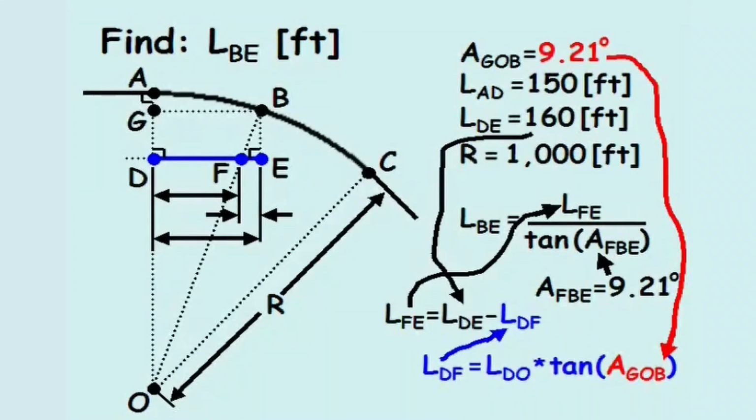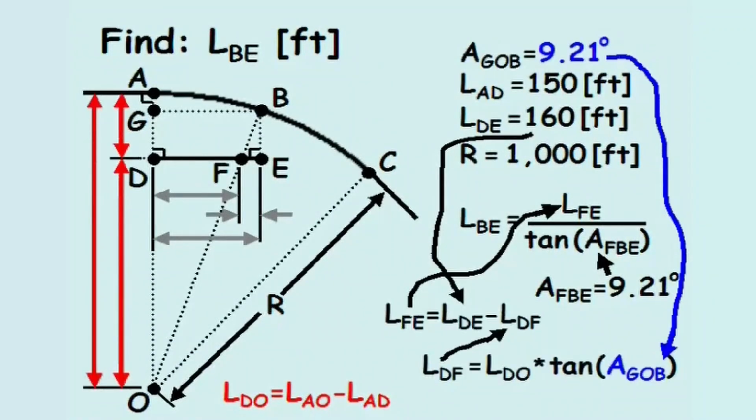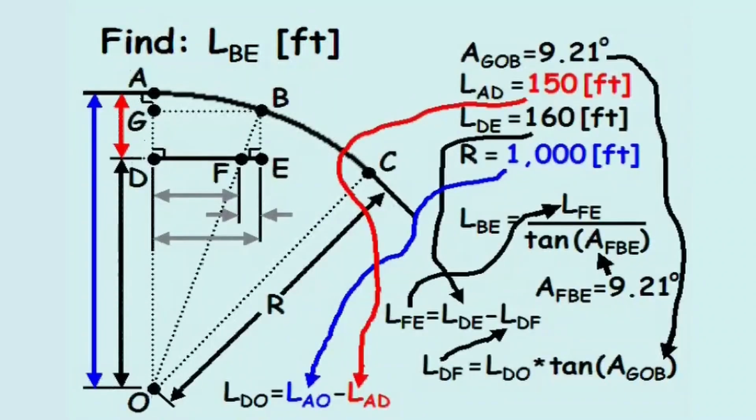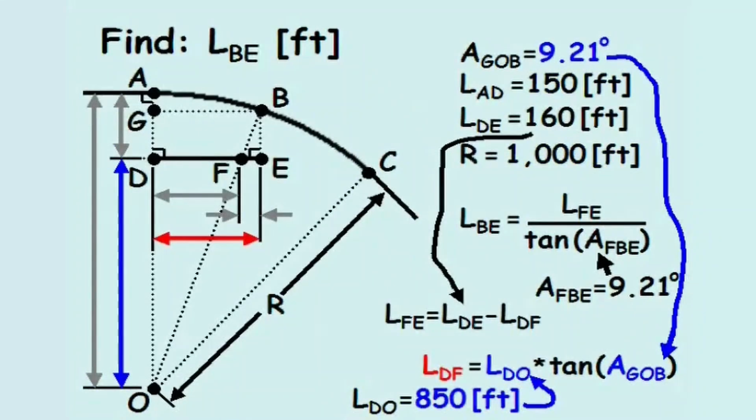The length of line segment DO is equal to the length of line segment AO minus the length of line segment AD. The length of line segment AO is equal to the radius of the curve, which is 1,000 feet, and the length of line segment AD is given as 150 feet, which makes the length of line segment DO equal to 850 feet. The length of line segment DF equals 850 feet times the tangent of 9.21 degrees, which is 137.8 feet.